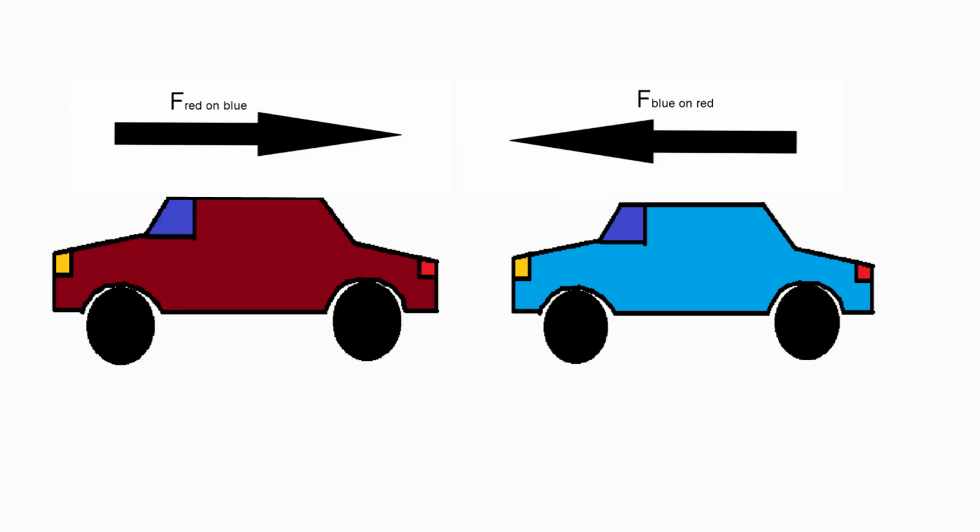If this blue car were to run into this red car, the red car would exert a force back on the blue car that is equal and opposite to the force that the blue car exerted on the red car. This would mean that the red car would be pushed left, and the blue car would either slow down or stop. This is the end of my explanation on Newton's laws of motion.